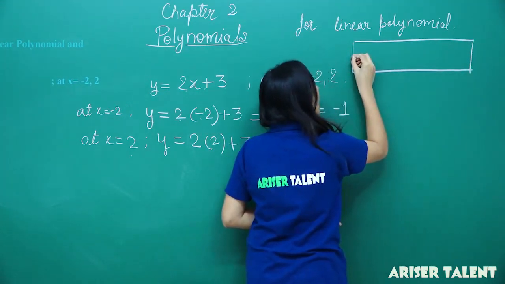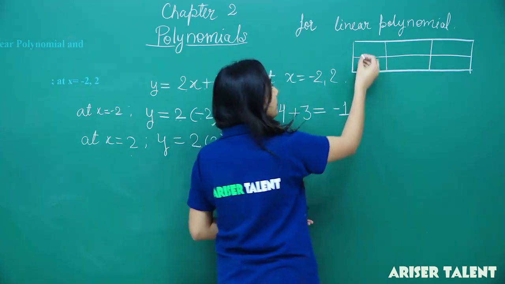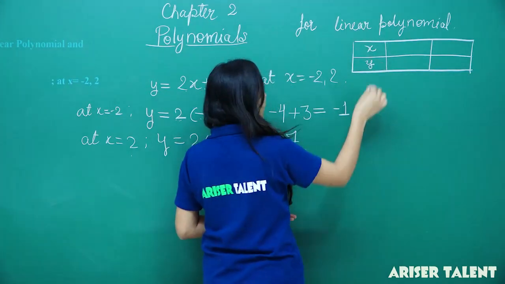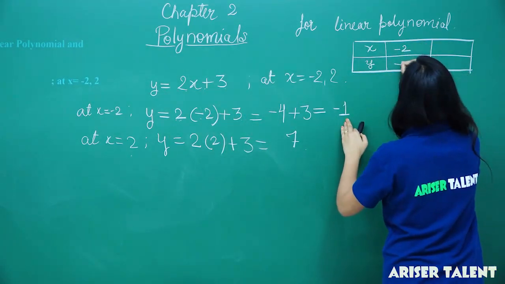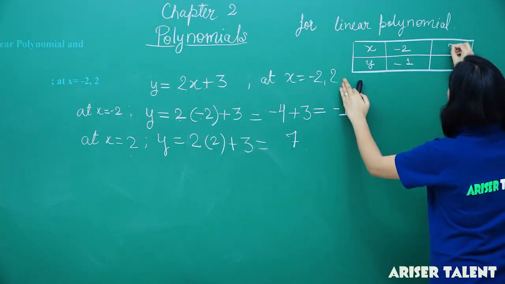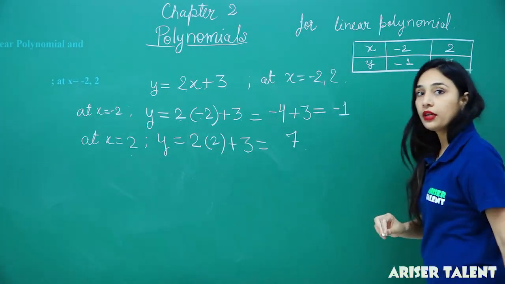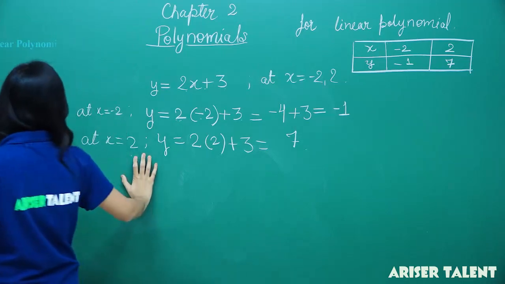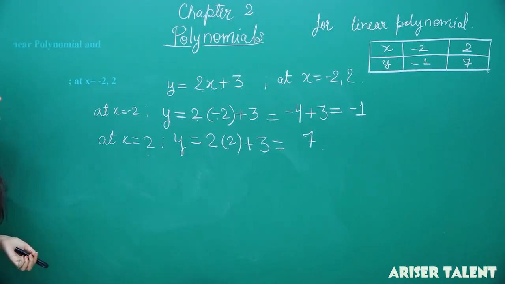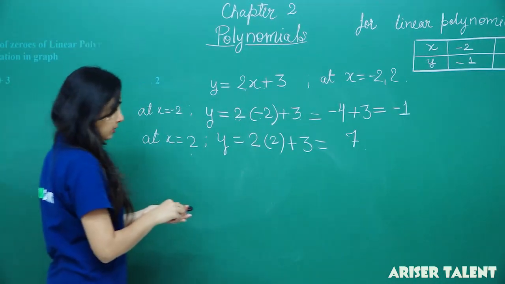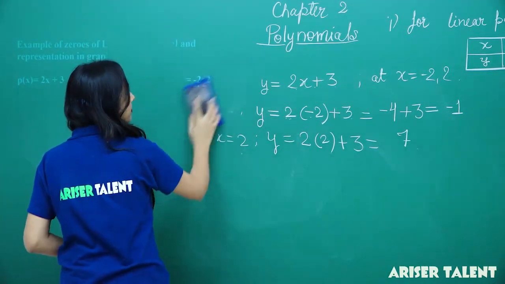This is the values we have calculated. So value of x, value of y. If value of x is -2, value of y is what? -1. If value of x is 2, value of y is what? Nothing but 7. Okay, note it. I am going to rub this section and I am keeping this one. So mark this. Okay. So we have just concluded this for our linear polynomial, right? I'm rubbing this.